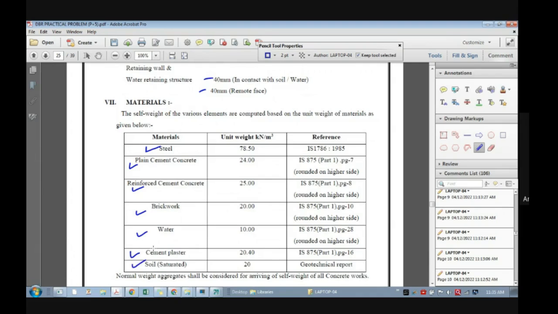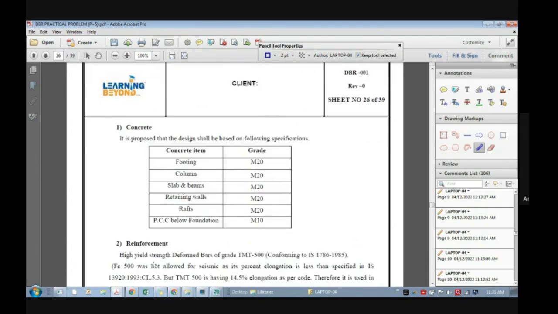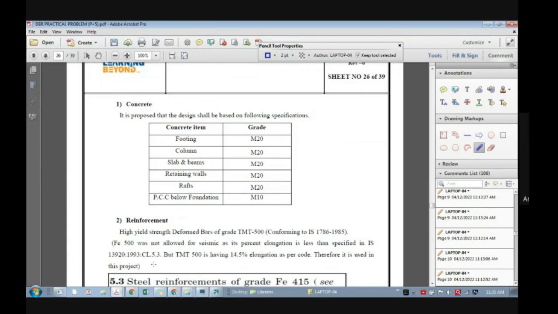So this is already discussed with the references. Then you should also mention what kind of grade of concrete you are using for the project. For footing, what grade are you using? For column, what grade are you using? Slab, beams, retaining walls, and all these things. Mention what grades you are using in the project.